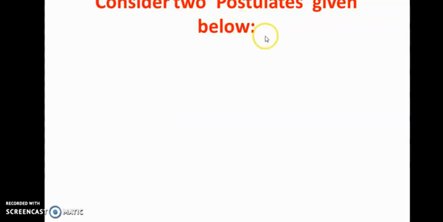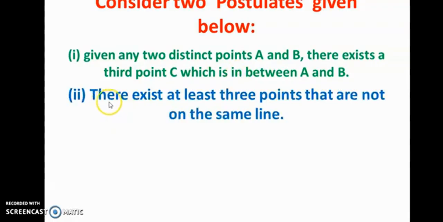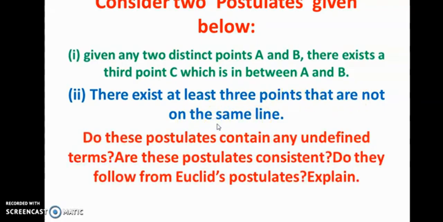Consider two postulates given below. Here is the first postulate: given any two distinct points A and B, there exists a third point C which is in between A and B. And in the second postulate, there exist at least 3 points that are not on the same line. Do these postulates contain any undefined terms? Are these postulates consistent? Do they follow from Euclid's postulates? Explain. Here they have given two postulates and you have to say whether these postulates contain any undefined terms.